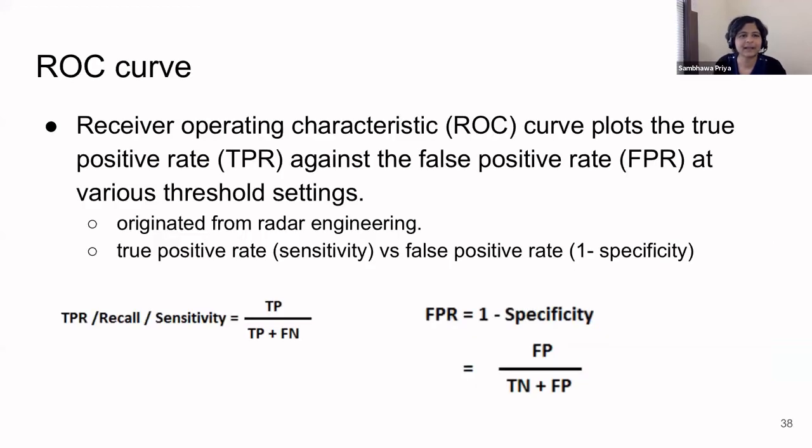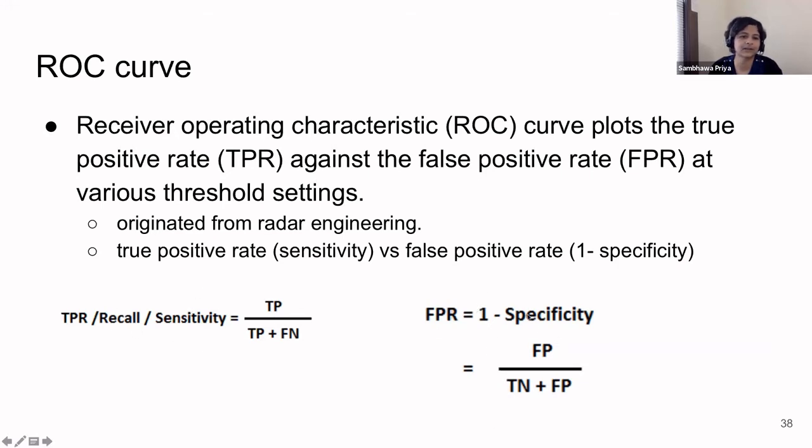And then there's the receiver operating characteristic, right? These are curves that plot the true positive rate against the false positive rate at different threshold settings. And we'll see that in just a little bit. This idea originated from radar engineering and is now used predominantly for assessing machine learning performance for classification. So basically what this shows us is the true positive rate versus the false positive rate, and here's the formula for the true positive rate, which is also sensitivity or recall, and the false positive rate is basically 1 minus the specificity.